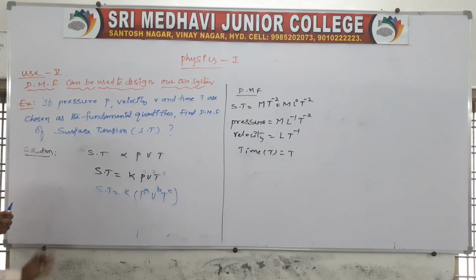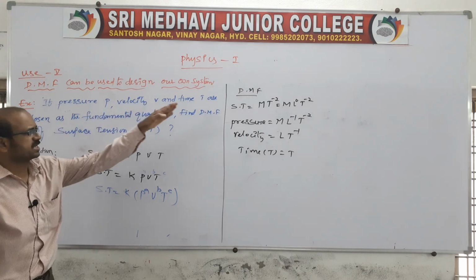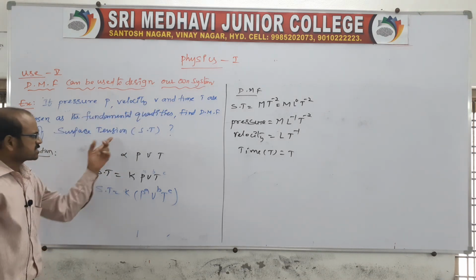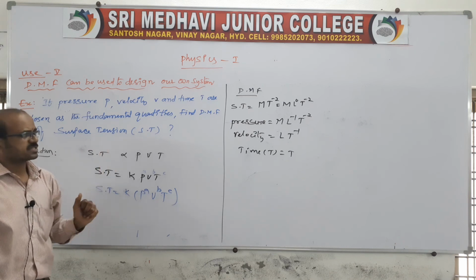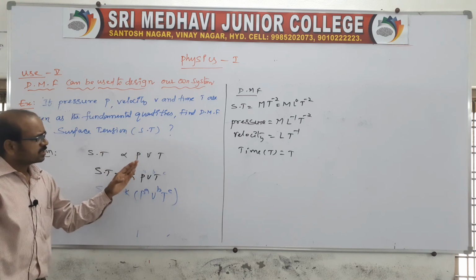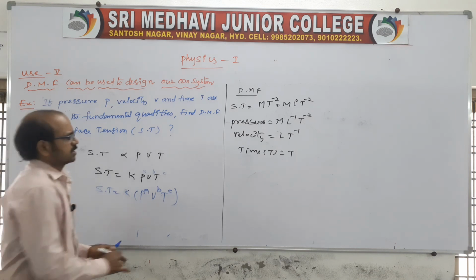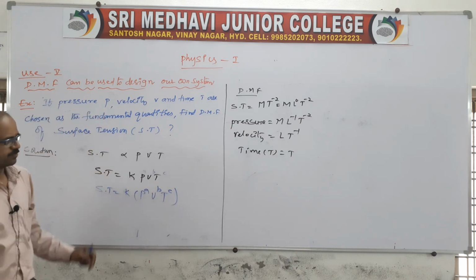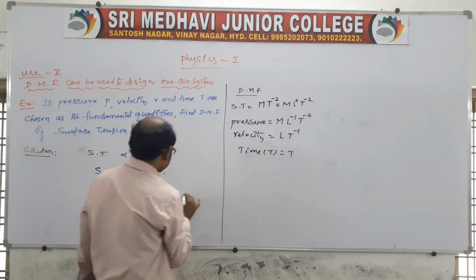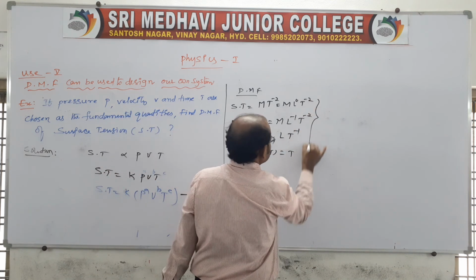Remember, based on the question our approach is this, because in the question P, V, T are the fundamentals for surface tension. So he is asking for the surface tension dimensional formula in terms of P, V, T. Now substitute all these dimensional formulas here. Let us call this equation 1 and this whole thing equation 2.